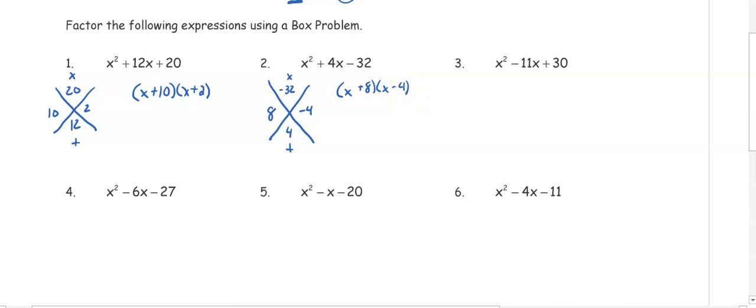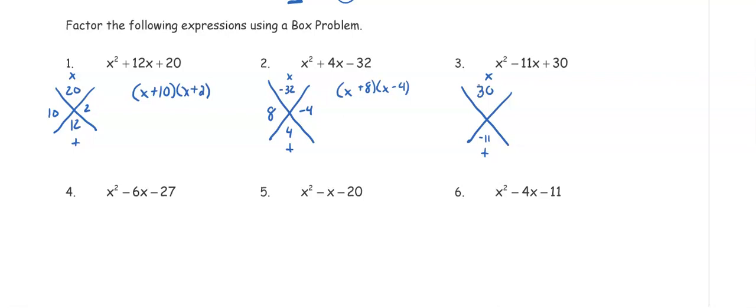In number 3, we have x squared minus 11x plus 30. So in this case, we want two numbers that multiply to 30 but add to negative 11. So if you're multiplying to a positive but adding to a negative, both of your factors have to be negative. So two numbers that multiply to 30 are 3 and 10. But if I make those negative, negative 10 plus negative 3 is negative 13. That's not what we're looking for. So two other factors are negative 6 and negative 5. So we would have x minus 6 and x minus 5. It does not matter which parenthesis comes first.